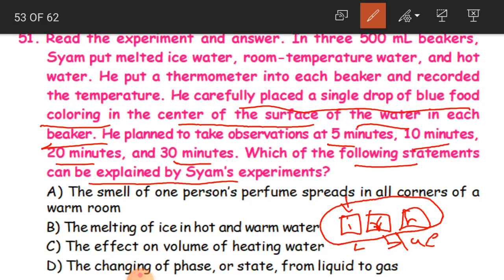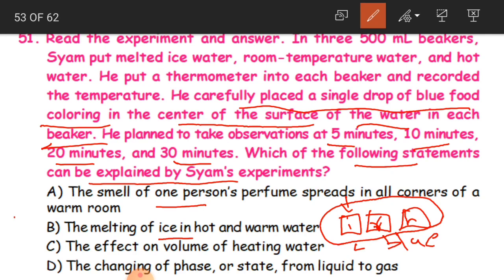See children, the smell of one person's perfume spreads in all corners of the warm room. This is the A option. So when there is a warm condition in any room, the smell of one particular person's perfume is going to spread to all corners of the room according to this A option. And B is the melting of ice in hot and warm water. So can we see any melting of ice in hot and warm water, children, in this experiment?